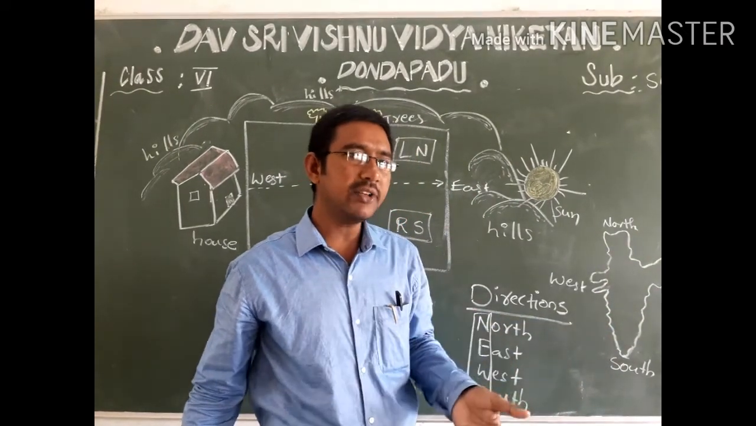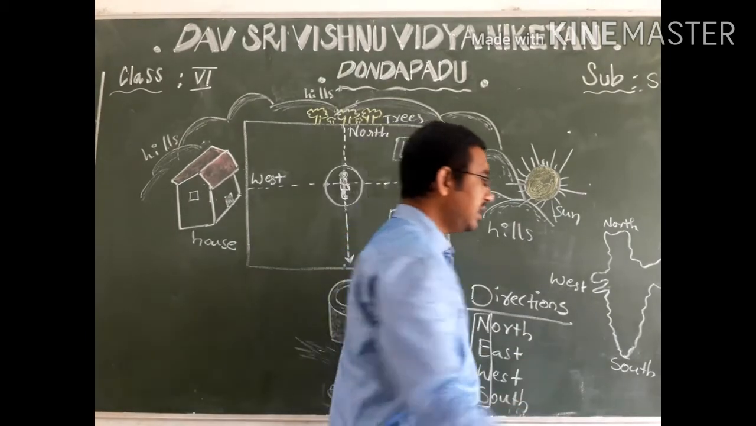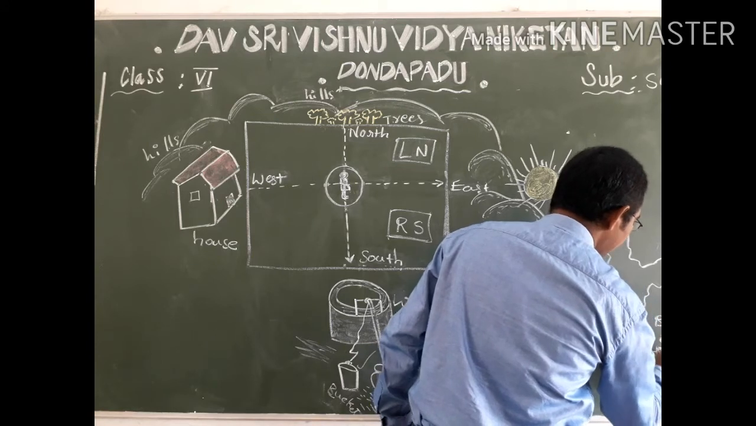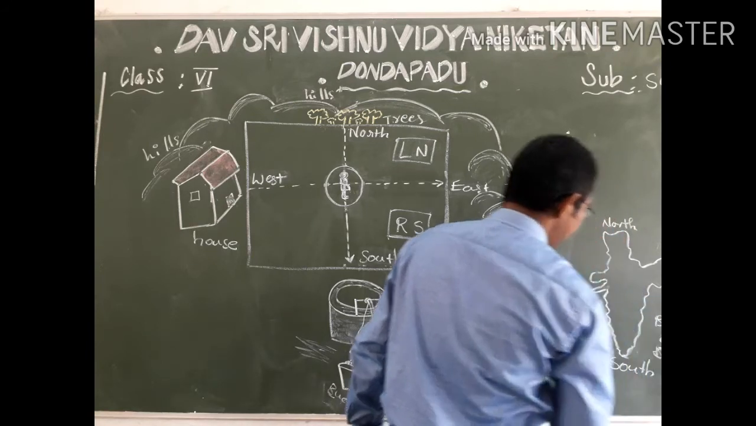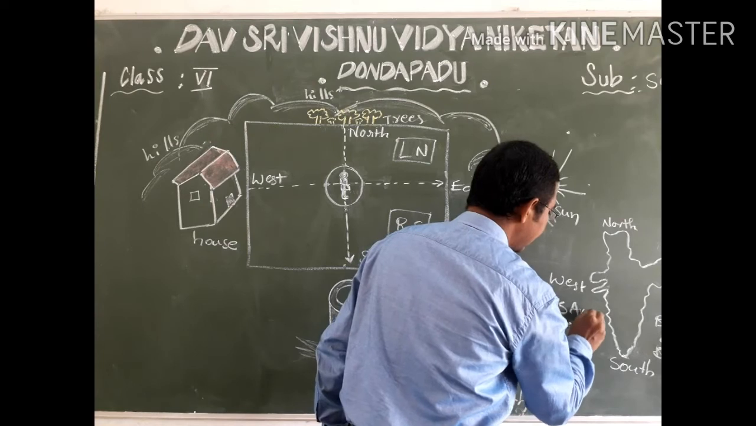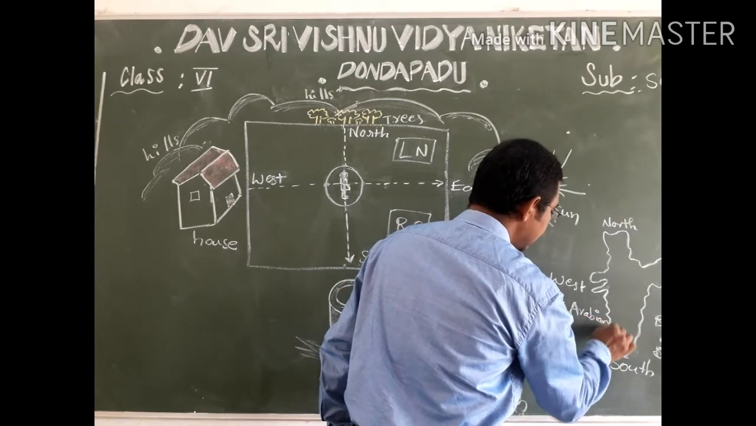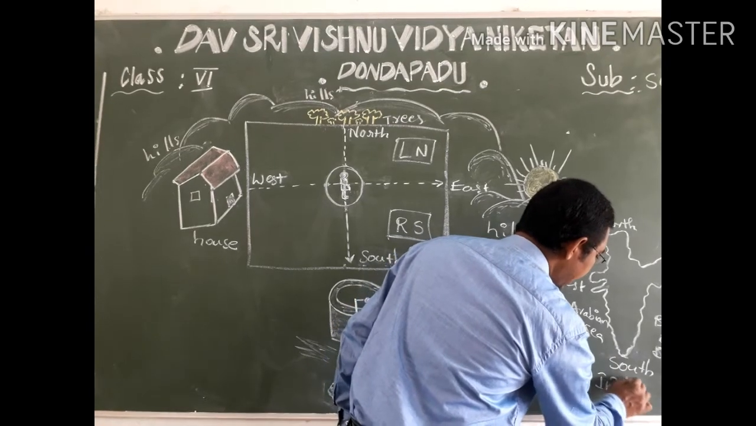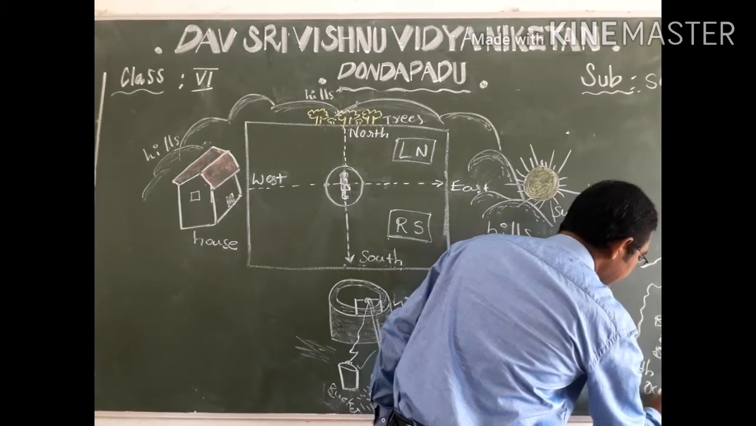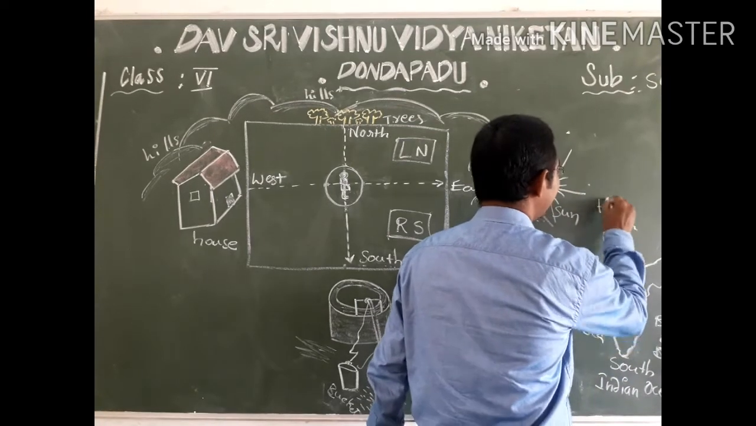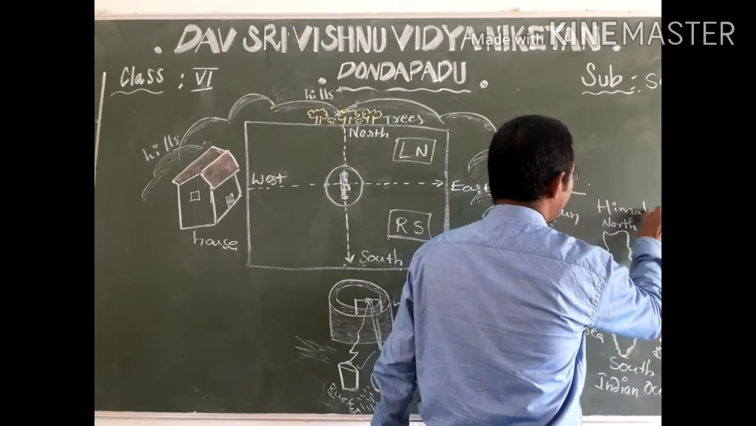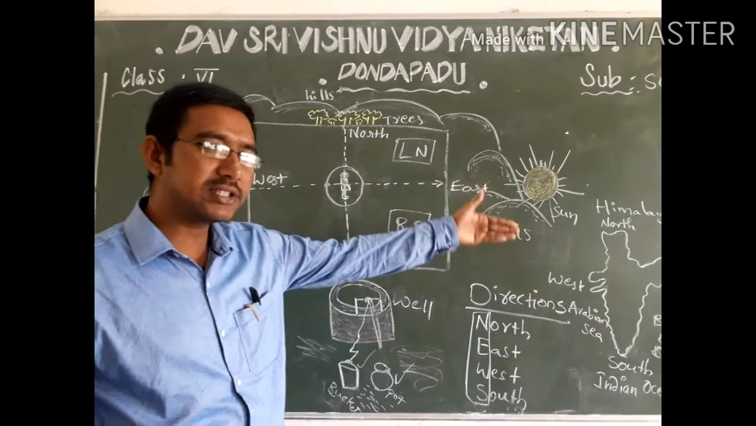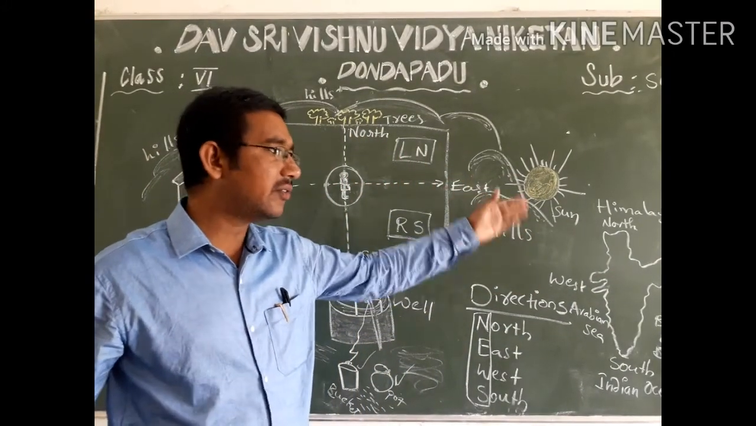Do you know the boundaries of India? The east boundary of India is the Bay of Bengal, and the west boundary of India is the Arabian Sea, and the south boundary of India is the Indian Ocean, and the north boundary of India is the Himalayas. In this way, you can learn the directions and also boundaries of India.